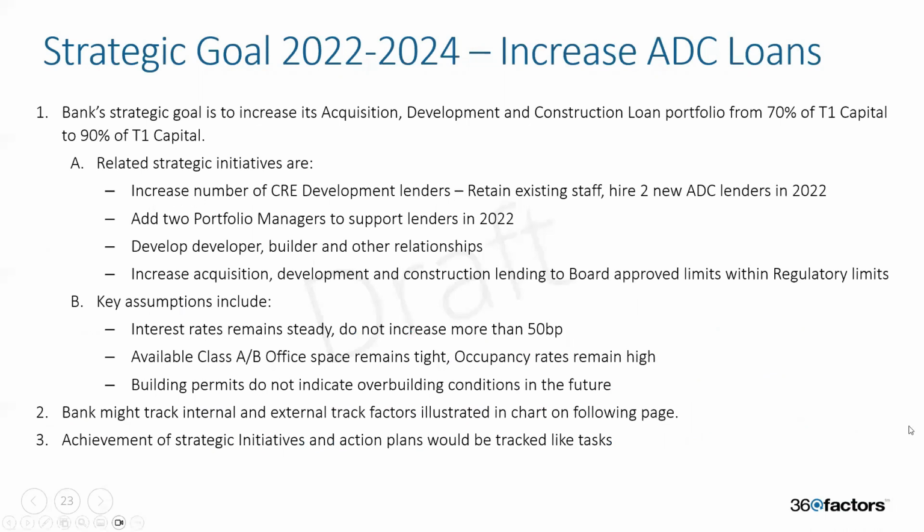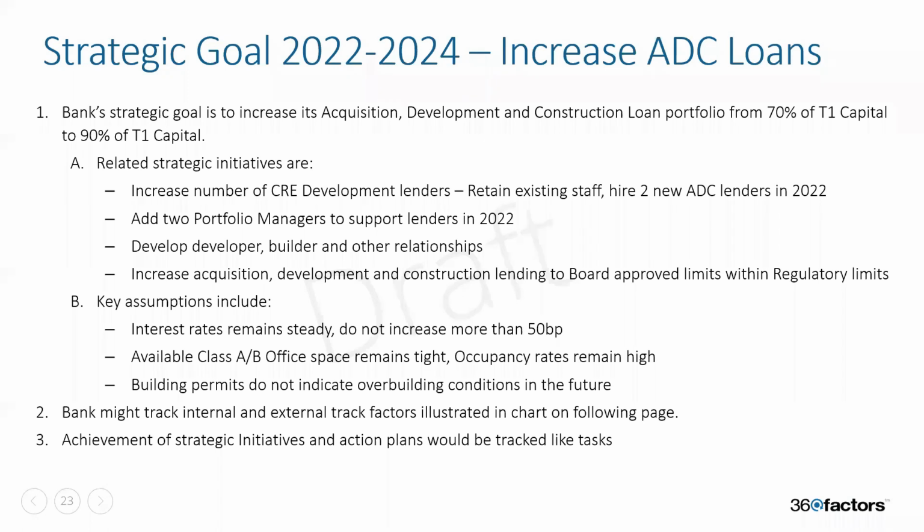So again, one of their strategic goals is to increase their ADC loans from 70% of tier one capital to 90% of tier one capital. Now, there are things you need to track, not just KRIs and KPIs. There are certain activities that have to occur, such as hiring new development lenders, retaining the existing staff, adding some portfolio managers to support lenders. So all of those become strategic initiatives.